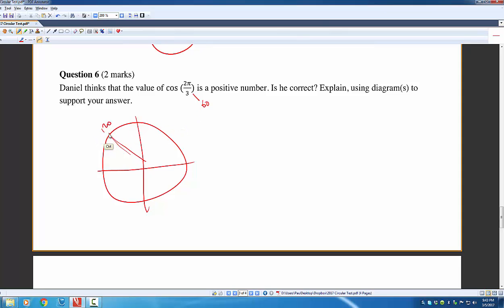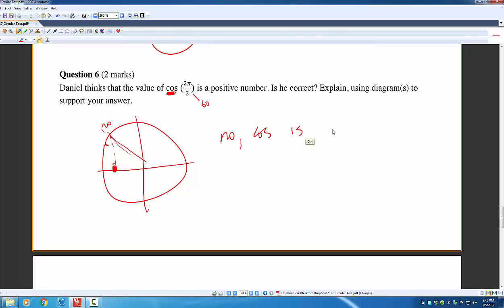Okay, now we're talking about cos. Cos is where it hits the x-axis. Where does it hit the x-axis? At a negative. Okay, so it's certainly not correct. So here's my diagram to support my answer. Is he correct? No.